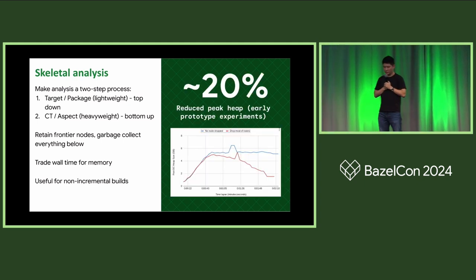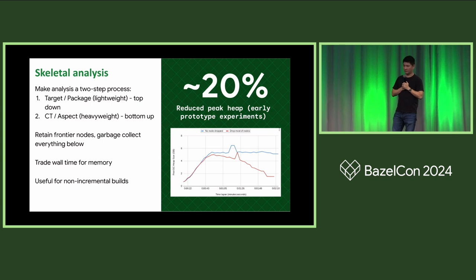Early experiments show that this did reduce peak heap by 20%. Again, this is early prototype experiments, and this is also very specific to a particular internal build in Google. However, we do see good results for this. In the graph, the red line is the one with this skeletal analysis, and the blue line is the one without. And you can see that in the beginning, as the packages and the targets are being loaded, it goes all the way up, and the decline is much higher due to the intra-analysis drop GC.